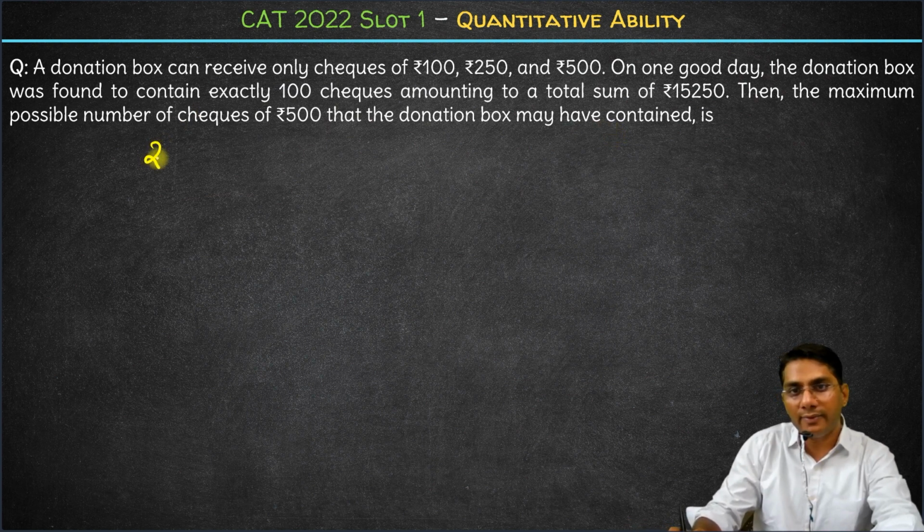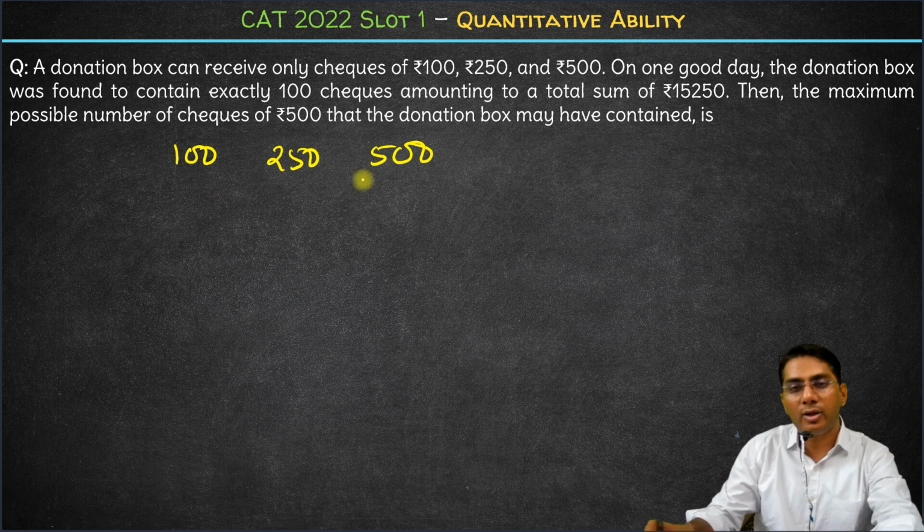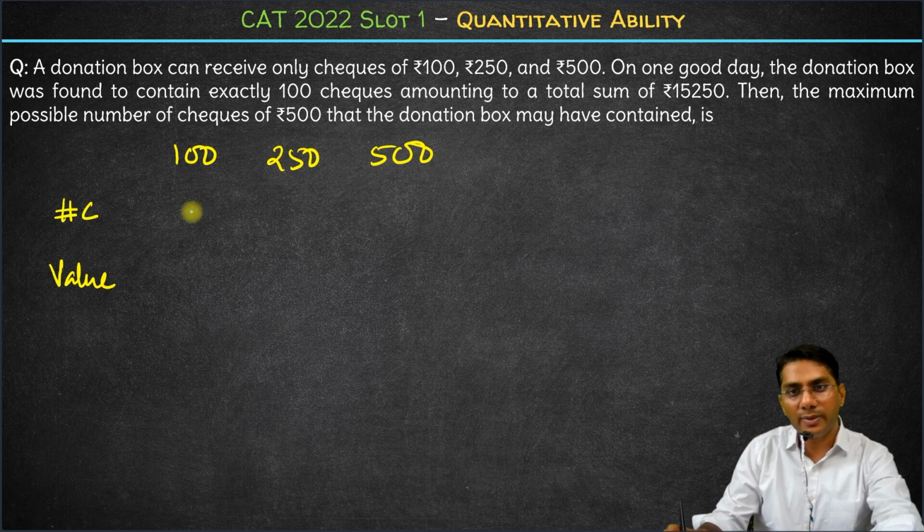So we have 100 rupee checks, 250 rupee checks and 500 rupee checks. These are the different denominations of checks that we have. So now let's say the number of checks and the value of these checks. Assuming that the number of 100 rupee checks is A, the number of 250 rupee checks is B, and the number of 500 rupee checks is C. So the total number of checks is A plus B plus C, which is given to us as 100. There were total 100 checks. So this is the first equation that we have.